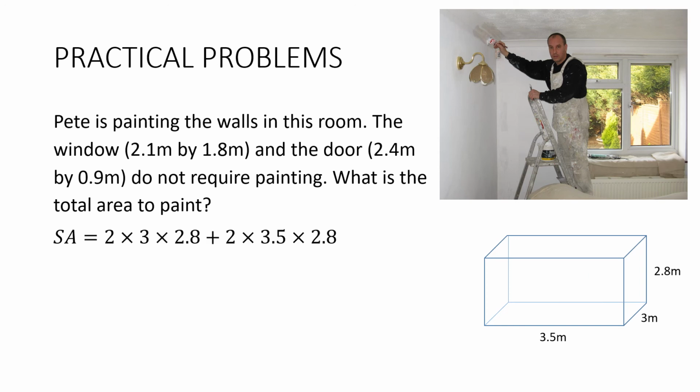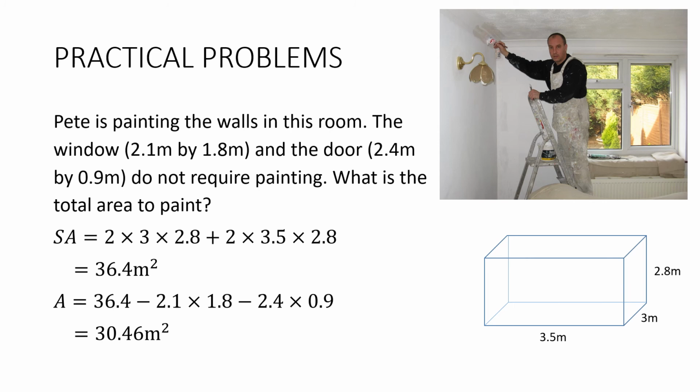Let's look at the calculation. So we want 2 lots of 3 times 2.8. So that's these walls here. And then we want to add 2 lots of 3.5 by 2.8. And so that's 3.5 by 2.8, that's the front and the back. In the calculator we get 36.4 meters squared. Now we need to subtract the window and the door. So the window is a rectangular window, so 2.1 multiplied by 1.8, and the door is also rectangular, so 2.4 multiplied by 0.9, and that will give us 30.46 meters squared.